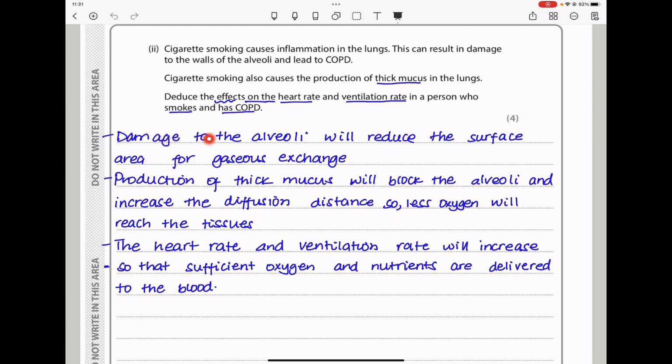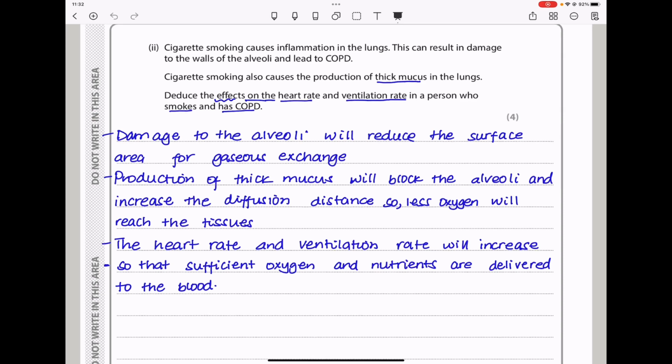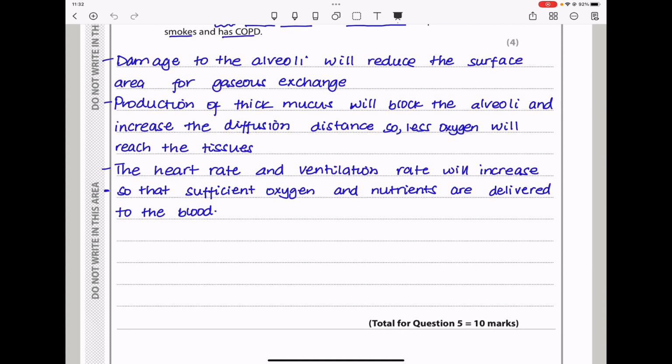So I say damage to the alveoli will reduce the surface area for gaseous exchange, and production of thick mucus will block the alveoli and increase the diffusion distance so less oxygen will reach the tissues. So the heart rate and ventilation rate will increase so that sufficient oxygen and nutrients are delivered to the blood. So this brings us to the end of question 5. Let's continue to question 6.